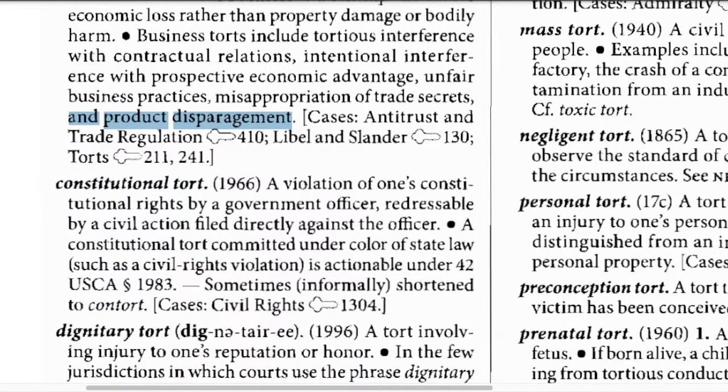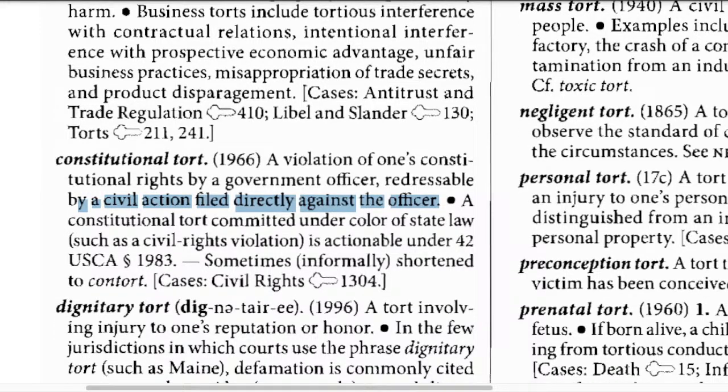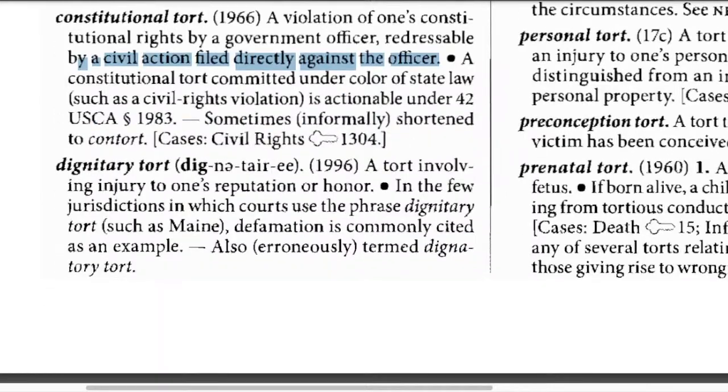All right, so then we have constitutional tort, which comes from 1966, which is a violation of one's constitutional rights by a government officer, redressable by a civil action filed directly against the officer. Now, we're going to get into this stuff more under other topics.